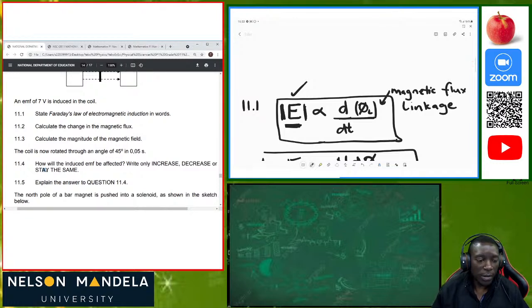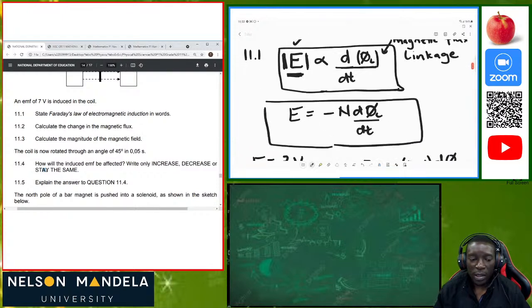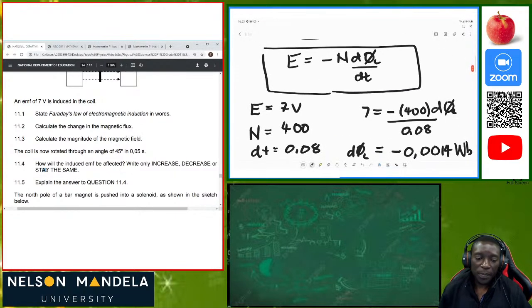Then the explanation is that the rate of change of magnetic flux linkage is increased by cutting the same number of field lines within a shorter space of time. So by cutting the same number of field lines within a shorter space of time, we increase the induced EMF, the rate of cutting the field lines. In other words, EMF is inversely proportional to the time.